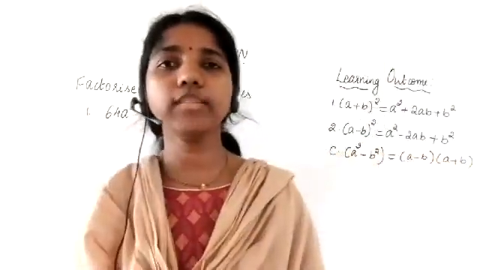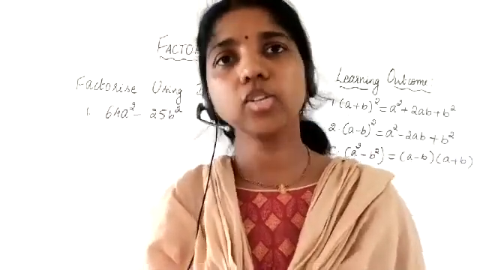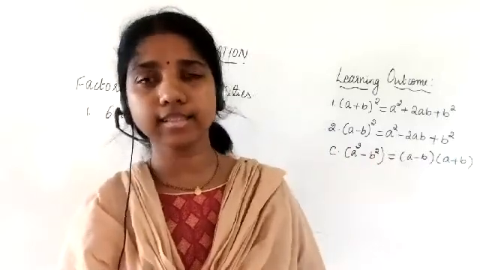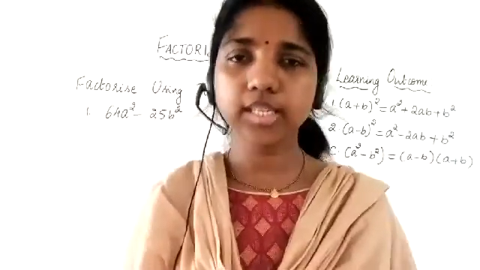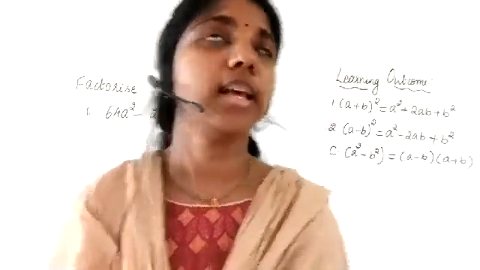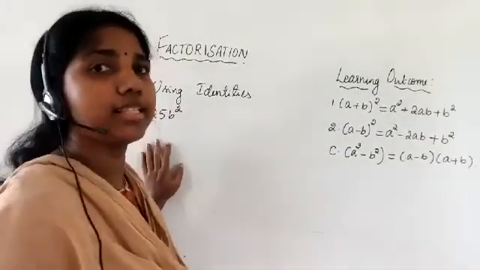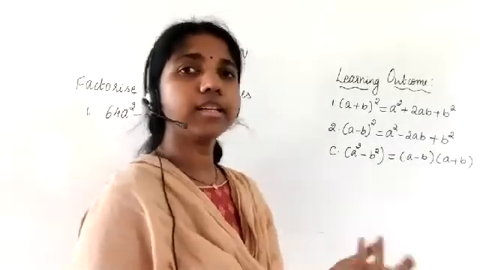You have learned all the basic algebraic identities. Using those algebraic identities, we will factorize the given algebraic expressions. First, let us factorize the algebraic expression given here using the algebraic identities. Which are the basic algebraic identities that we learned in our previous class?